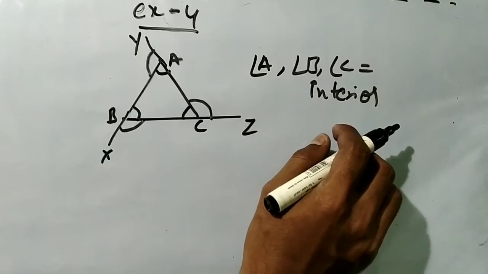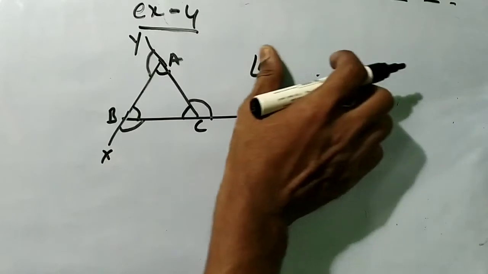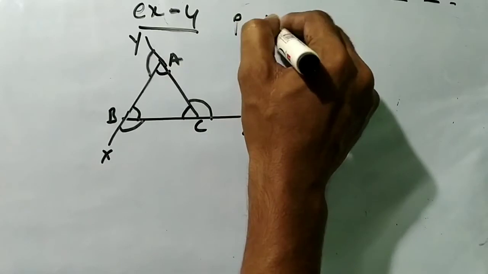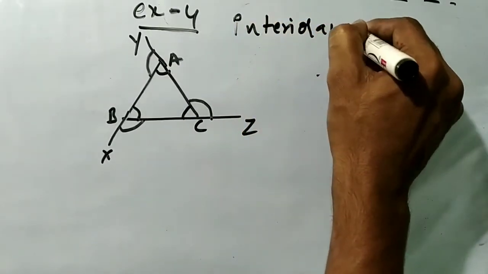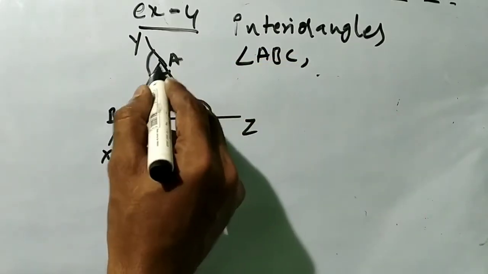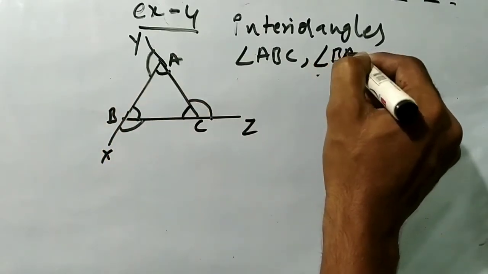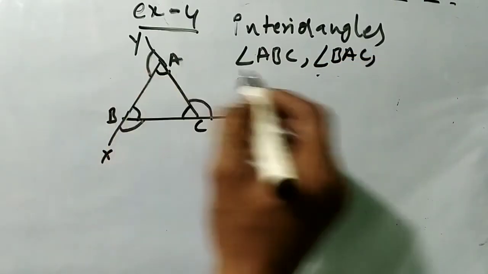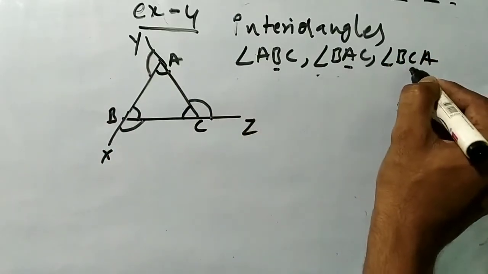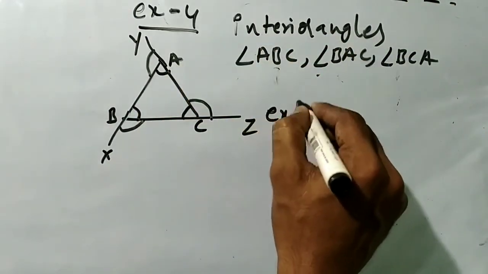When we are naming the angles, we have to denote the three letters. So here the interior angles are angle ABC, angle BAC, and also angle BCA. Three angles we got here. Interior angles are over. Let's go to exterior angles here.